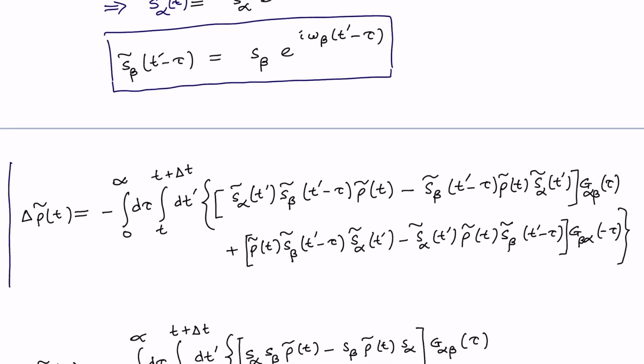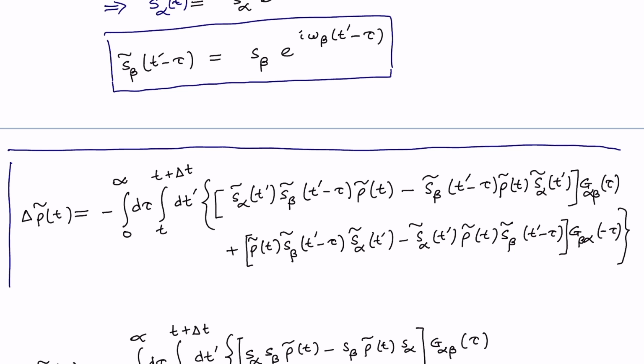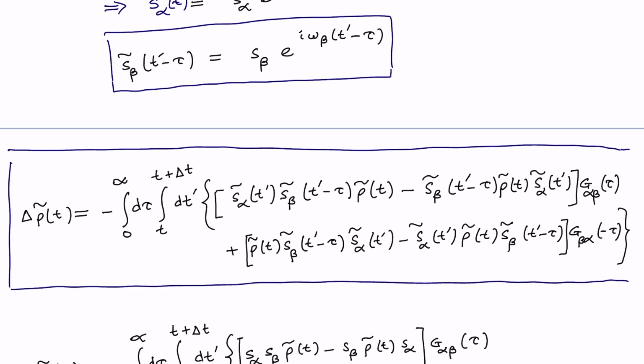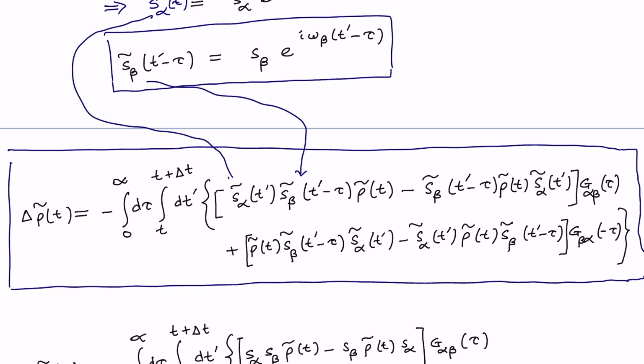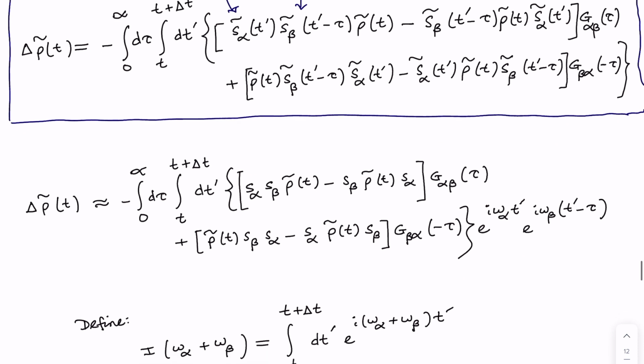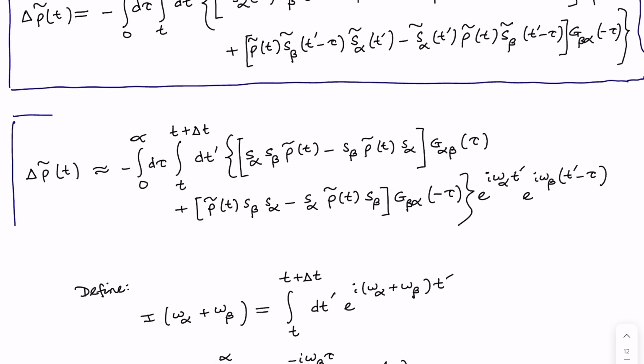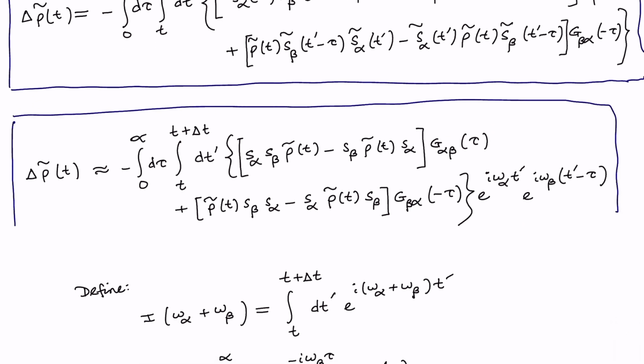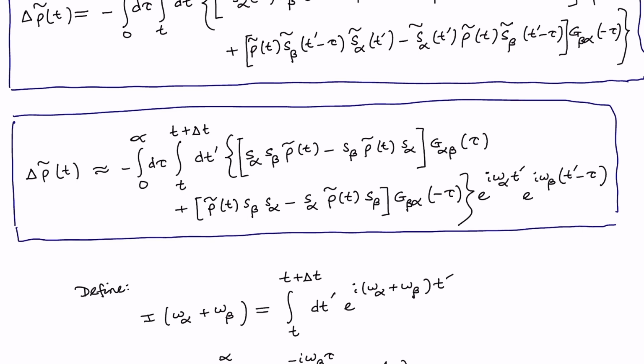And using this form of the system operator in the interaction picture, I am going to put this expression here, giving the change of the density operator for the system in the interaction picture. I am going to put s tilde beta in this form here, and s tilde alpha here, and so on. Then if I simplify it, this is the expression that we are going to get. And as you can see, because of the substitution, we are going to have terms like e to the power i omega alpha t dash, e to the power i omega beta t dash minus tau.